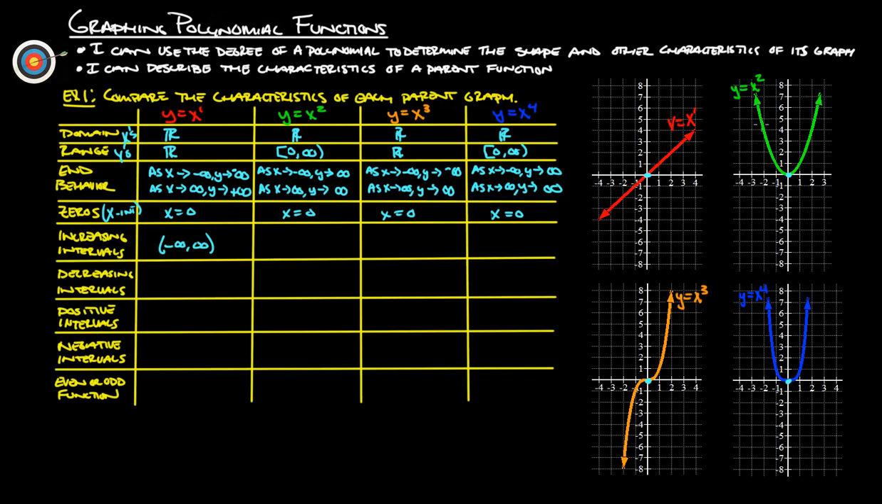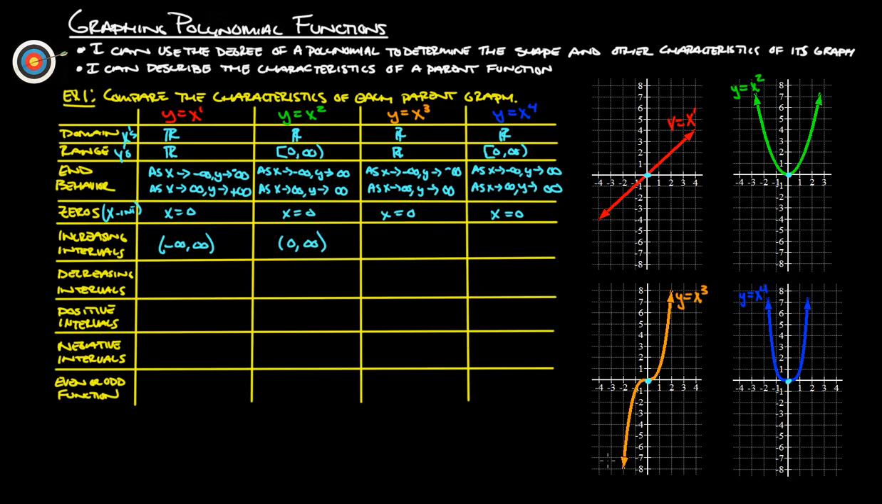Now this one here, increasing intervals, this is only increasing once it gets down to 0. Now it starts increasing. So that means I would do 0 to infinity. So from 0 to infinity, it's increasing, right?